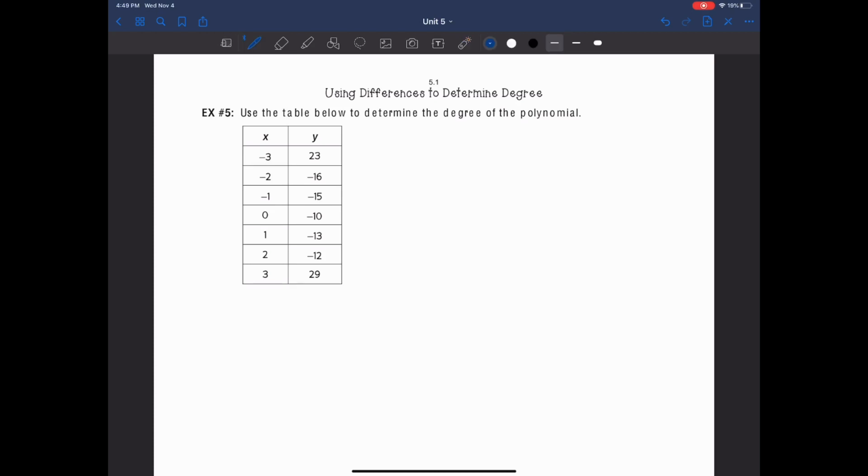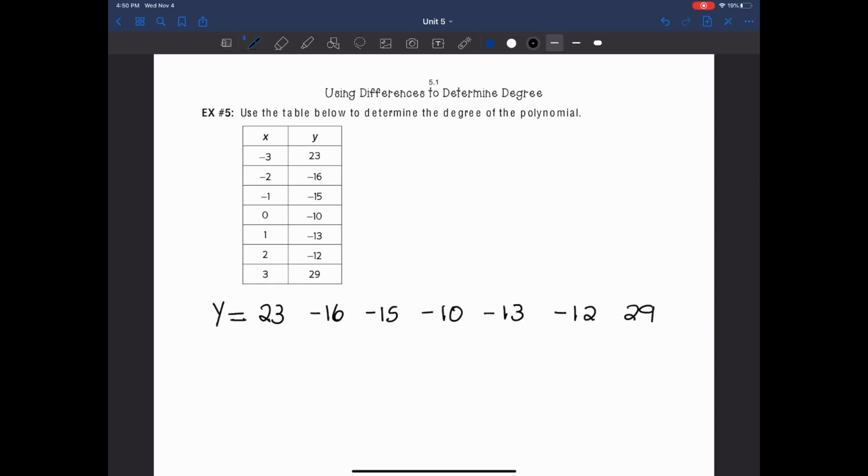So if we are using a table to determine the degree, the first thing I want you to do is write y equals, and then put down all of my y values with a little space in between them. And this will make sense in a second. So first I'm going to write down 23, then I'm going to leave a space and put -16. Then leave a space, put -15. And I'm going to keep going until I have all of my y values written down.